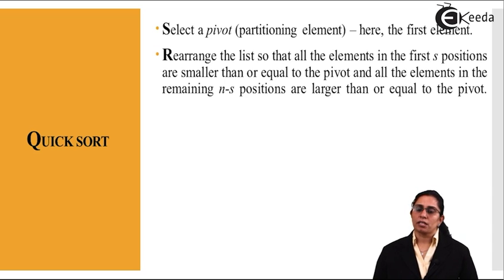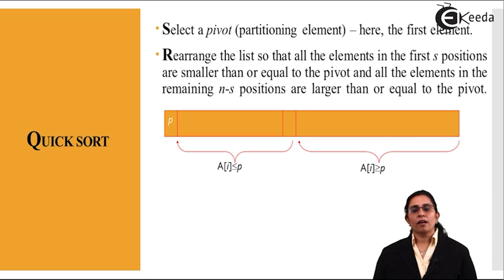Now here is a simple example of the array definition: if I have a list at a point where I am splitting it into two parts, that is A of i is less than or equal to p, where p is my pivot element, and on my right hand side I have A of i, that is all the elements of my list, greater than or equal to the pivot value.